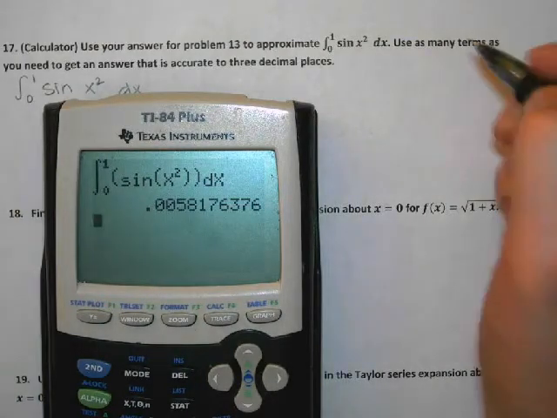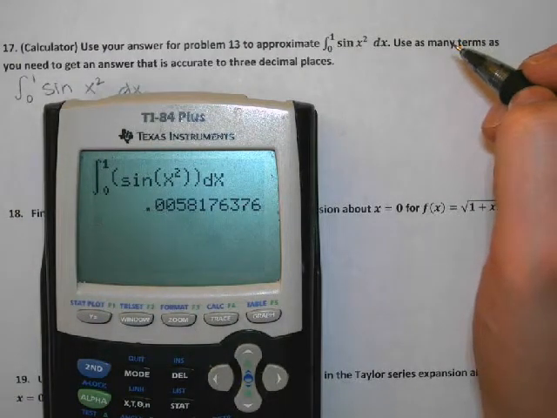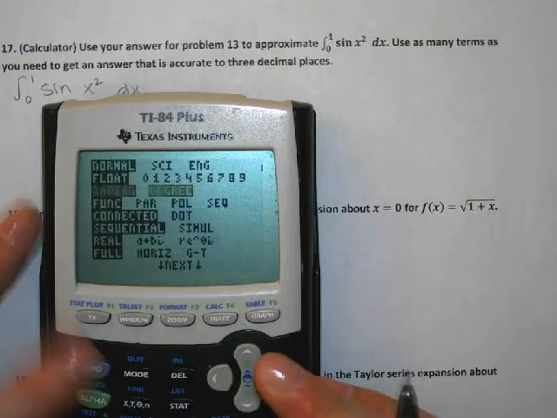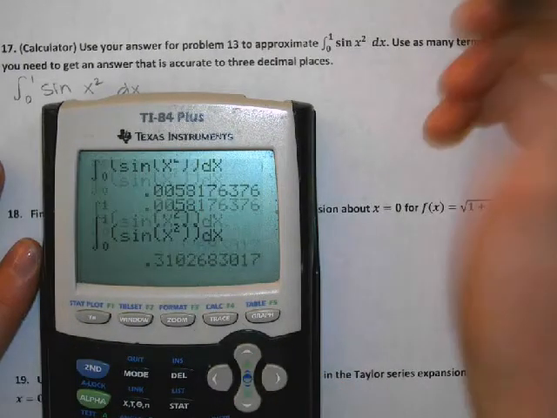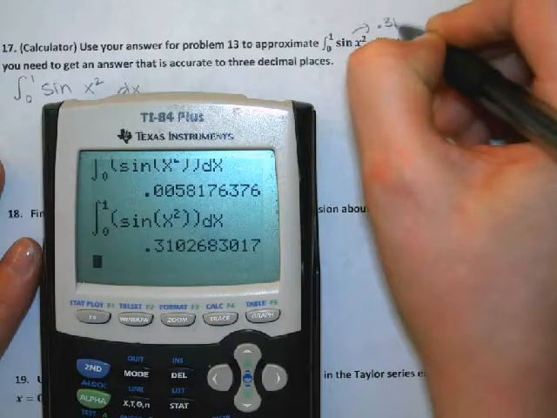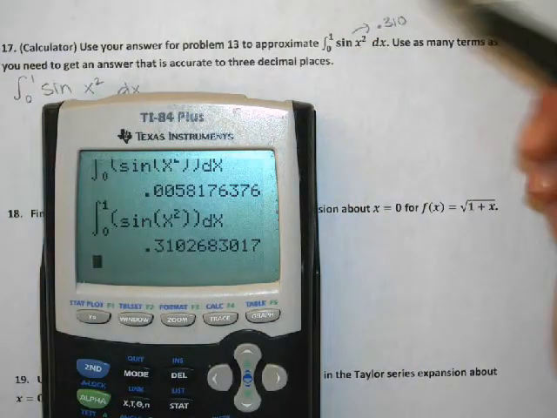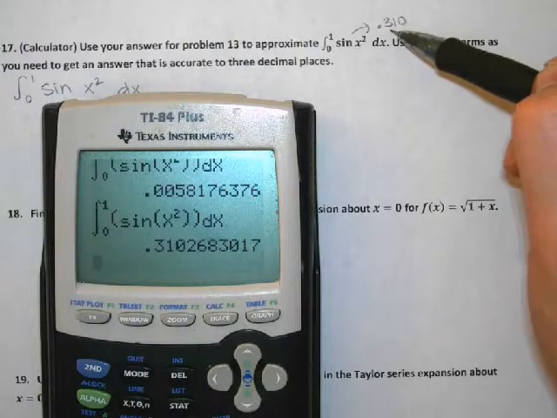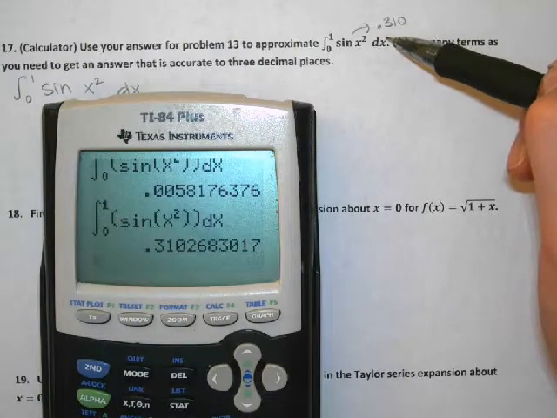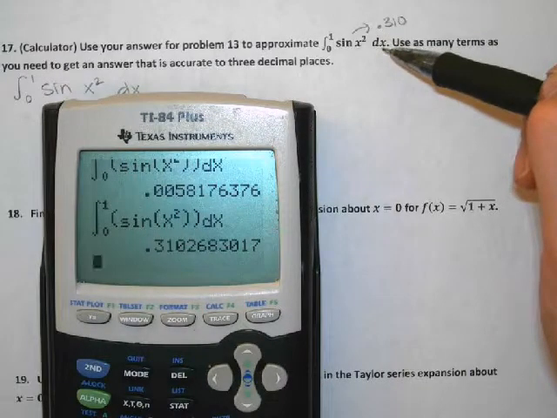Okay, so we have, no. That is wrong. Let's get a different value. I'm in degrees. Okay. So we have to get as many terms as is required to make our answer become 0.310. That's how we know how far to go. Does that make sense? Okay. So I evaluated this. I got 0.310.